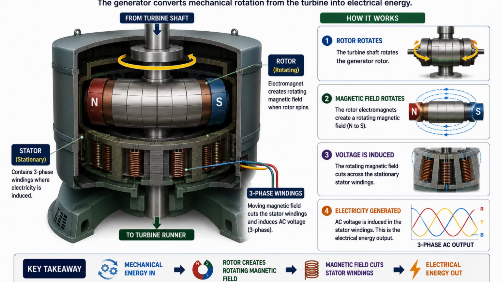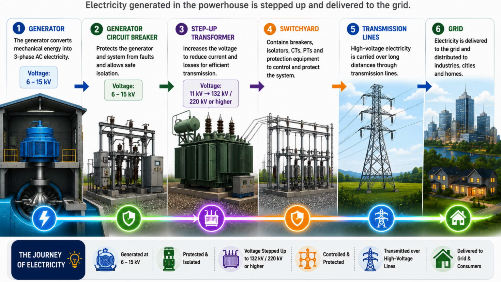Inside the generator, this rotating magnetic field interacts with stationary electrical windings in the stator. Through electromagnetic induction, electrical voltage is produced. Current can then flow into the power system. So the complete energy conversion looks like this. Water energy becomes mechanical energy in the turbine, and mechanical energy becomes electrical energy in the generator. A transformer then increases the voltage so that electricity can be transmitted efficiently through the grid.